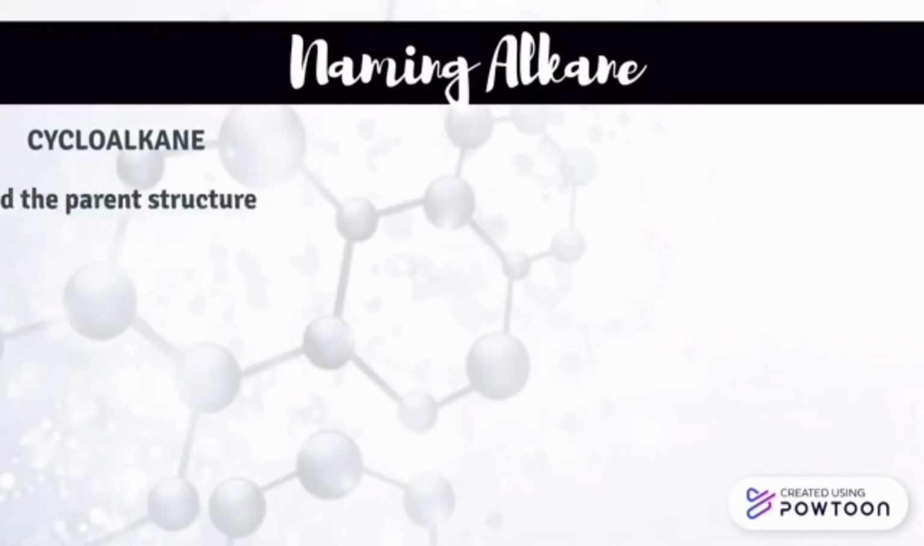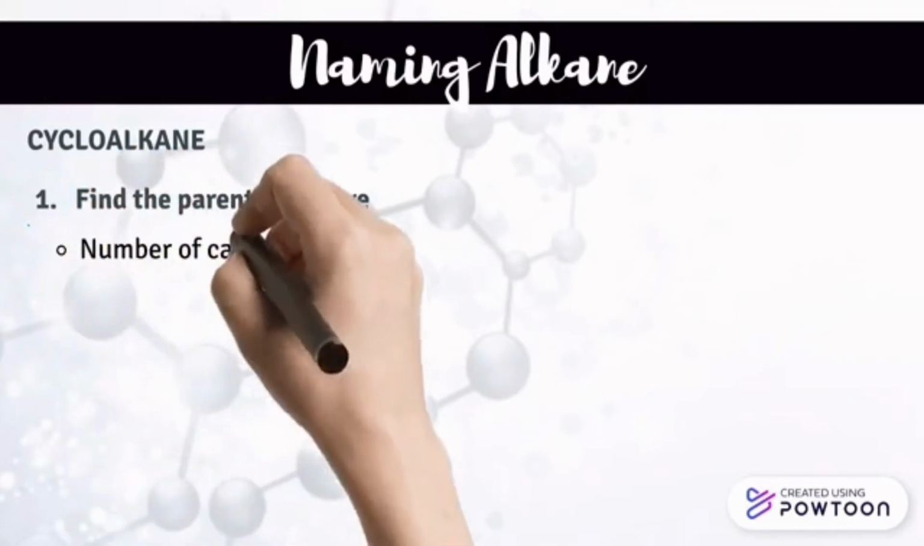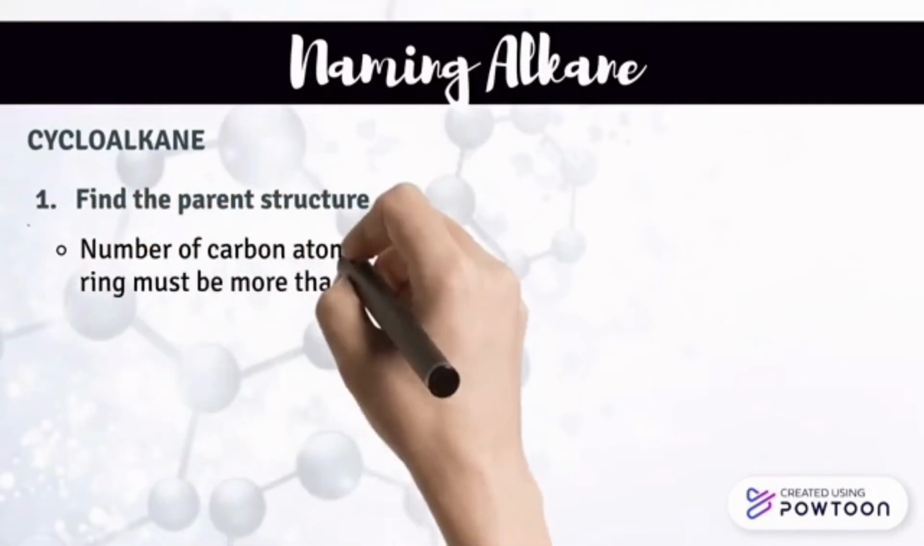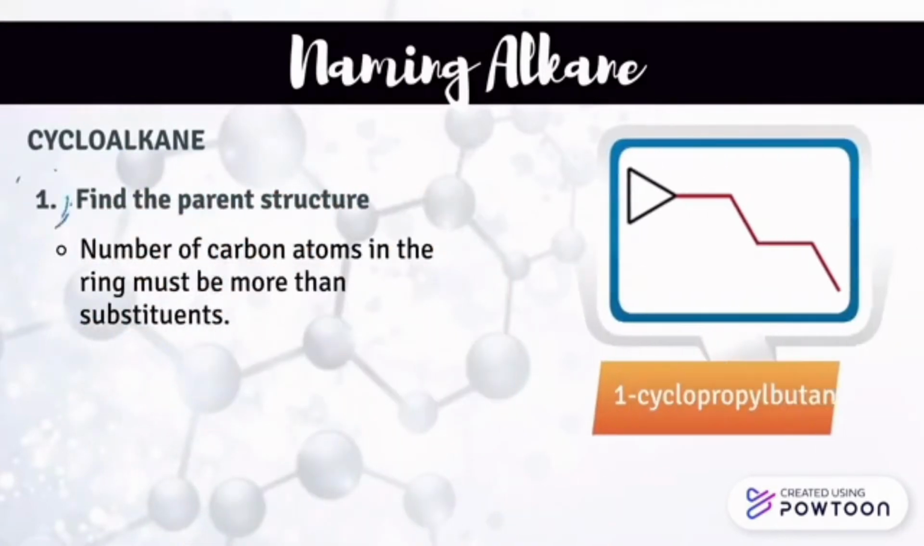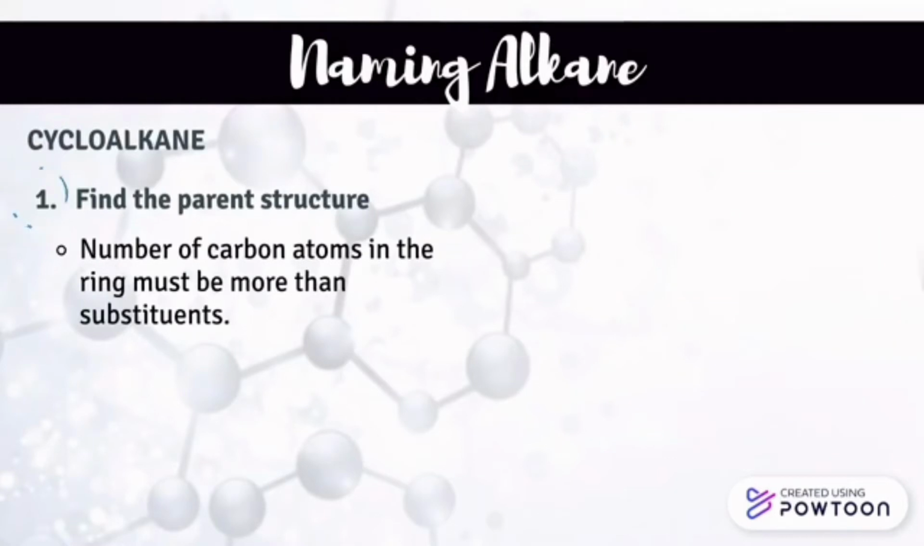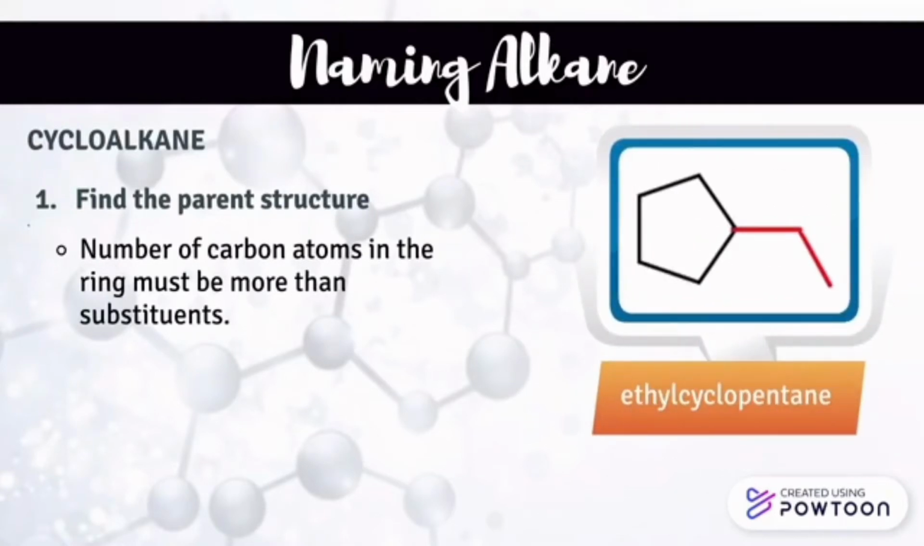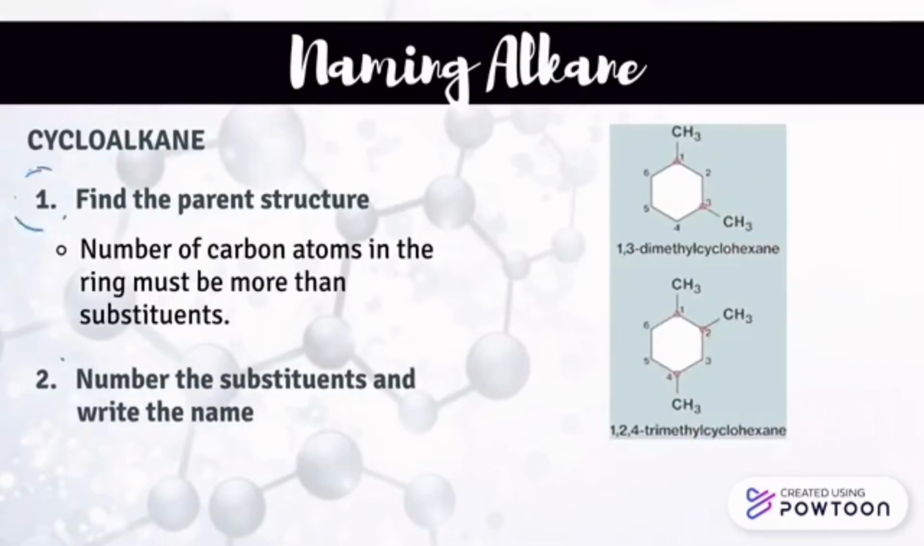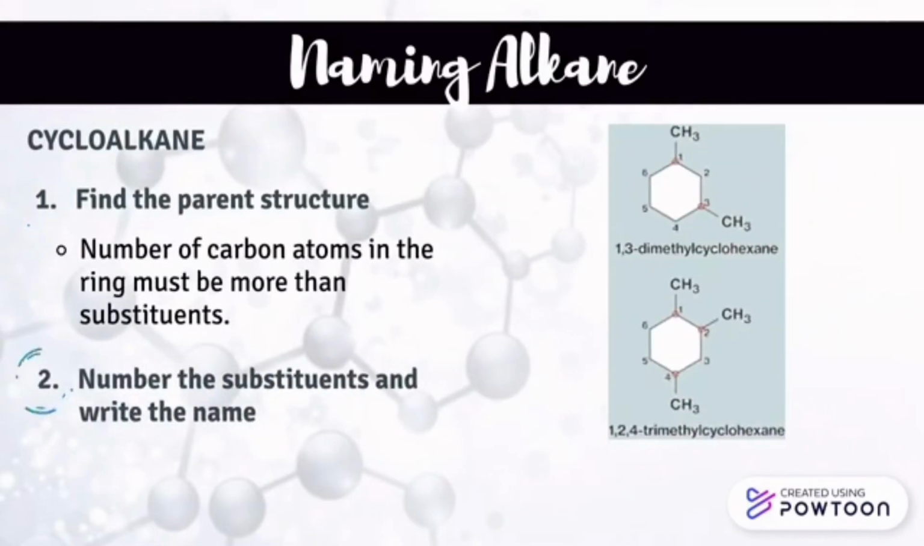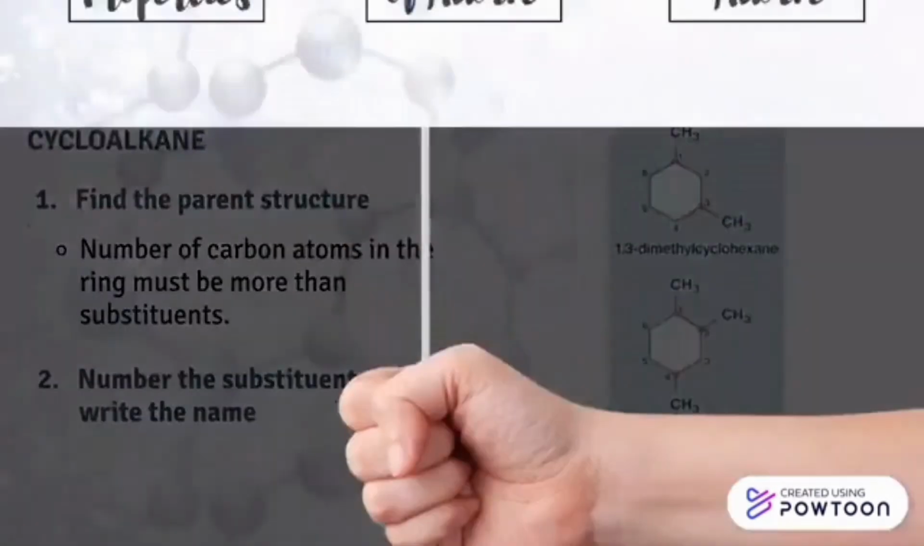Cycloalkane is named the same as an alkane, in which we need to find the parent structure first. For a ring alkane to become a parent chain, the number of carbon atoms must be more than in its substituents. For this structure, the triangle-shaped ring couldn't be the parent chain as it has only 3 carbon atoms, which is less than the substituent that has 5 carbon atoms. But for this structure, the ring alkane will be the parent chain because it has more carbon atoms than its substituents. Then just number the substituents and write the name just like naming an alkane.